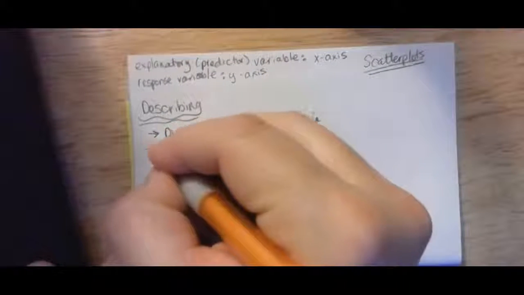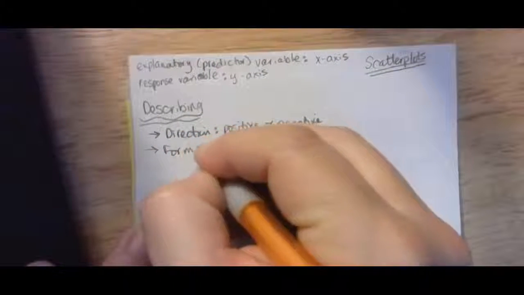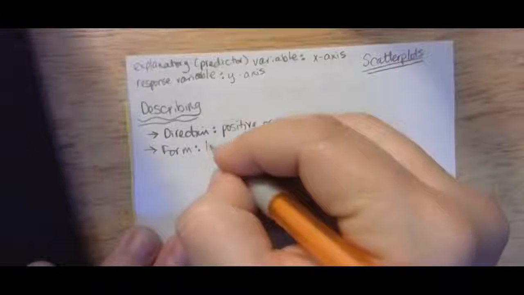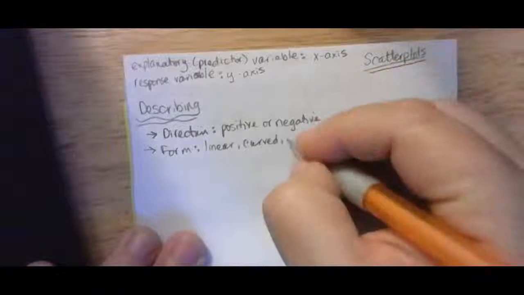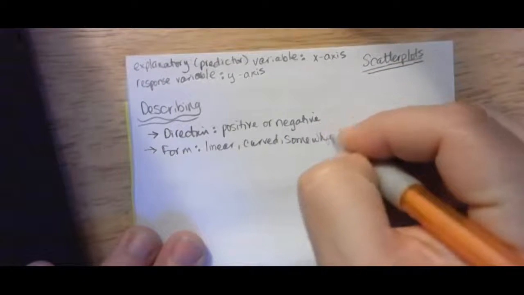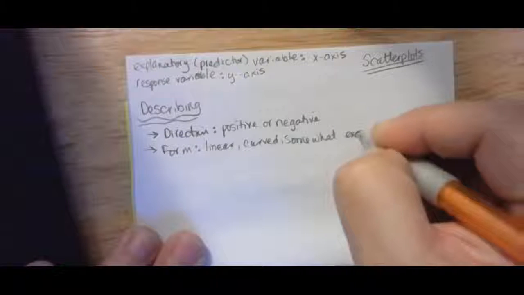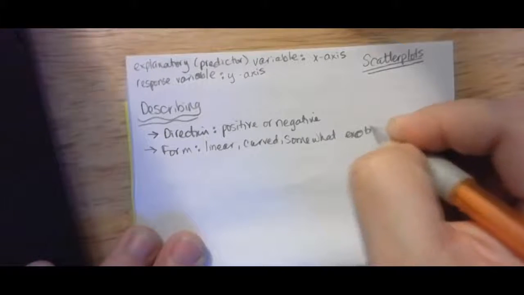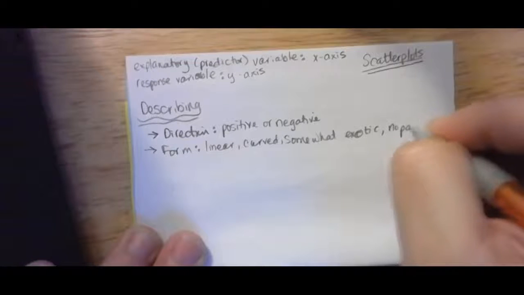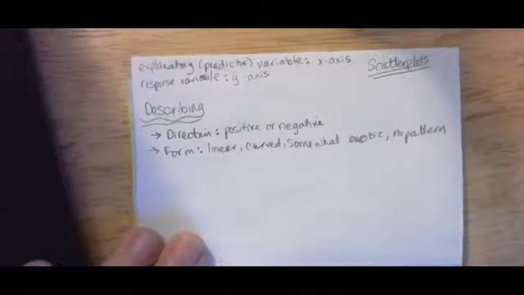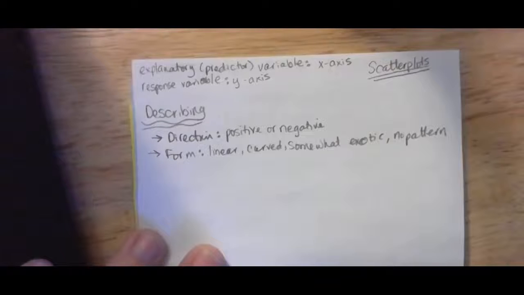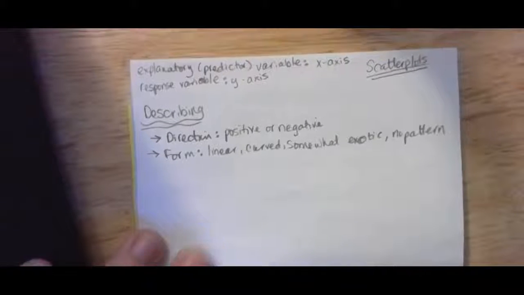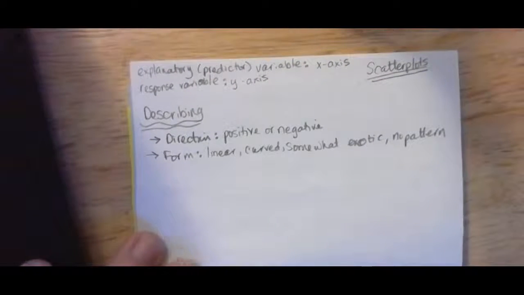You had to describe the form. And the forms we had were linear, curved, somewhat exotic, or no pattern. So an exotic would be like a sine curve, or maybe not exponential, but a cubic. Anything that has more than one turn would be something exotic. A curved is only going to have one turn.